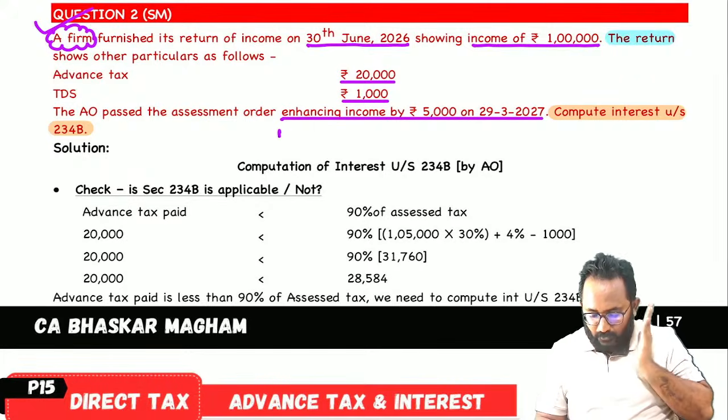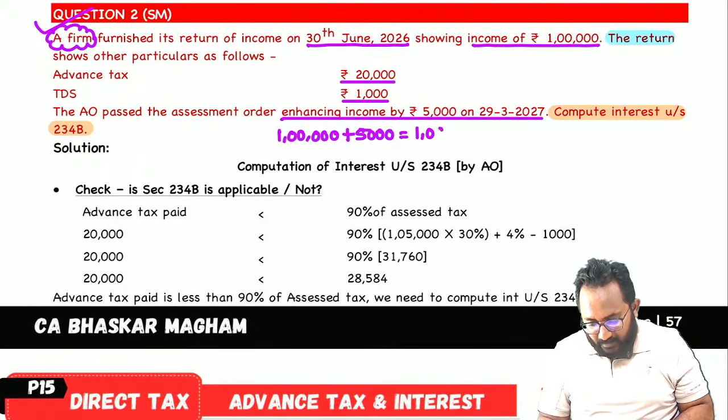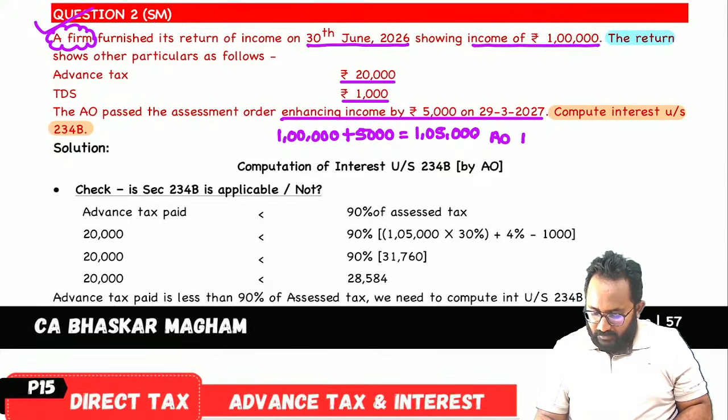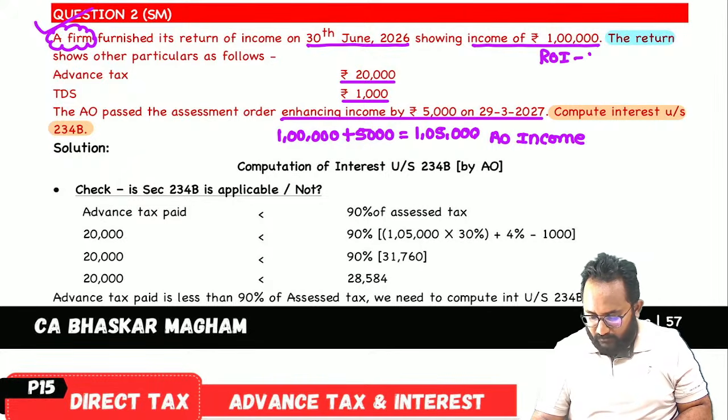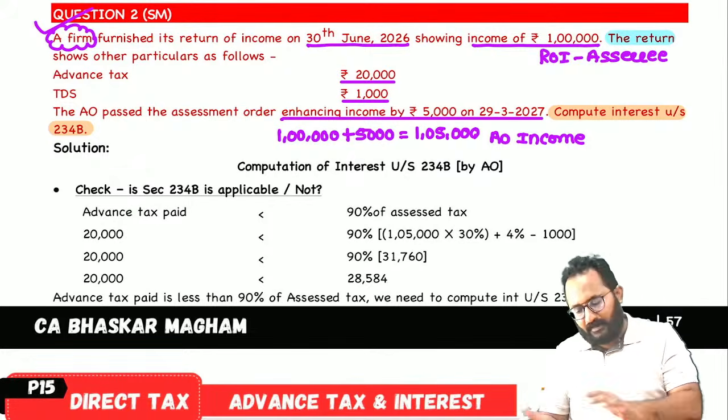Now, the assessing officer passed the assessment order by enhancing how much income? 5,000. That means you declared 1 lakh in your return, and they are increasing it in the assessment by 5,000. The assessed income determined by the AO is 1 lakh 5,000. The income declared in the return of income is 1 lakh. Understood, all of you? Now they are asking for interest.